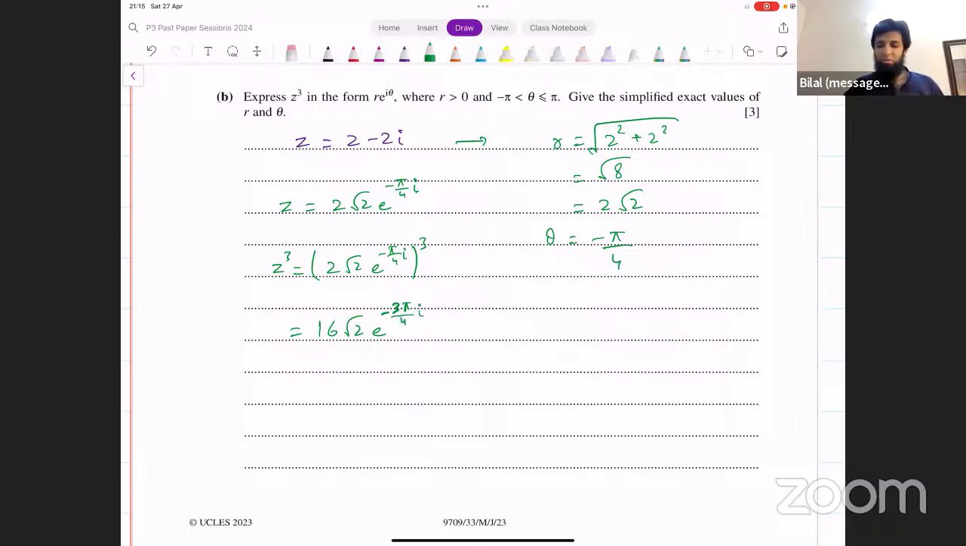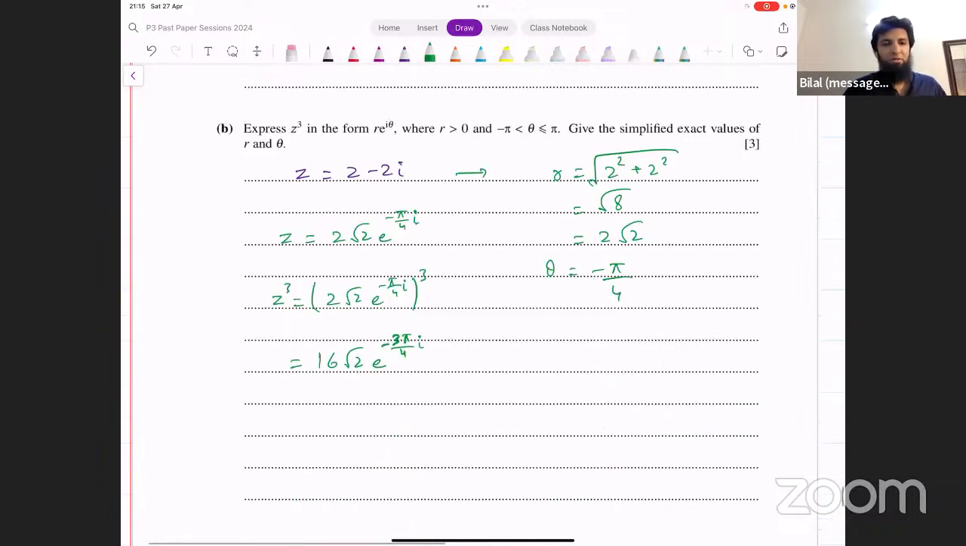But now the problem is, we want the angle to be between minus pi and pi. Minus 3 pi over 4 is between minus pi and pi, so we can actually just leave it like this, and that's our final answer. This is what we get, right? 16 under root 2 into e raised to power minus 3 pi over 4 iota. Make sense? That's part B.